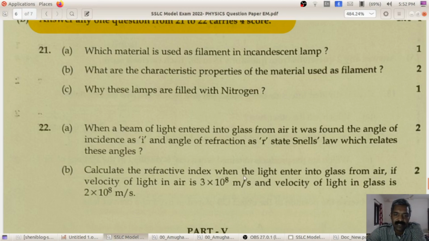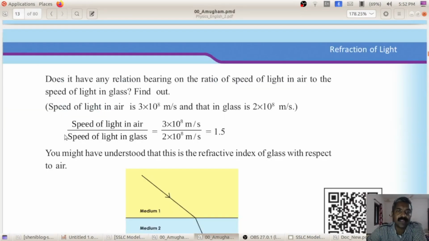Calculate the refractive index when the light enters into glass from air, if the velocity of light in air is 3 into 10 raised to 8 meter per second and velocity of light in glass is 2 into 10 raised to 8 meter per second. Here the refractive index of glass is equal to the speed of light in air divided by speed of light in glass. Okay, here 3 into 10 raised to 8 meter per second divided by 2 into 10 raised to 8 meter per second, which is equal to 1.5. This is the refractive index of glass.